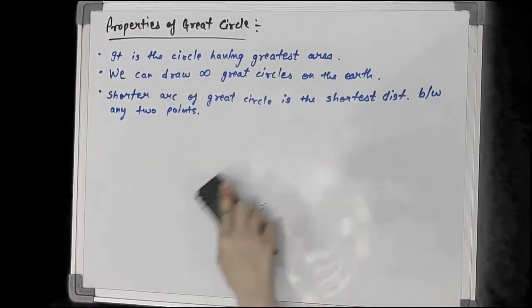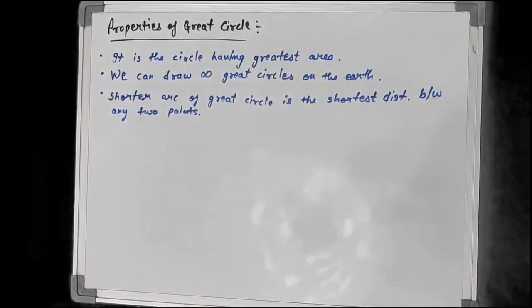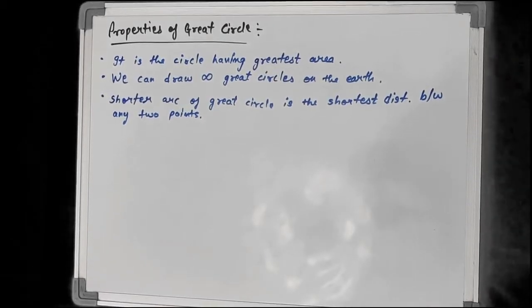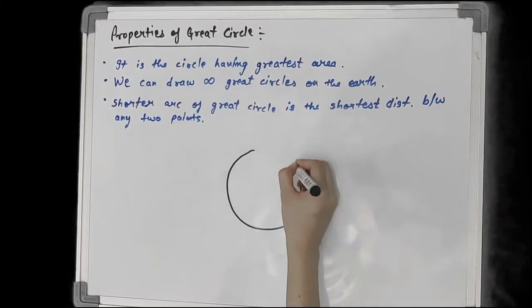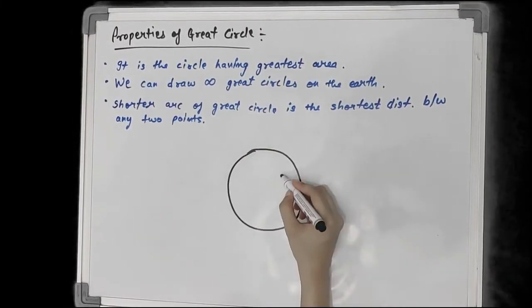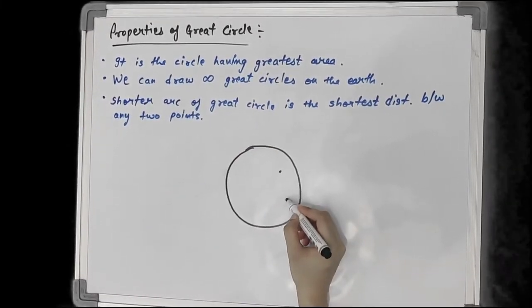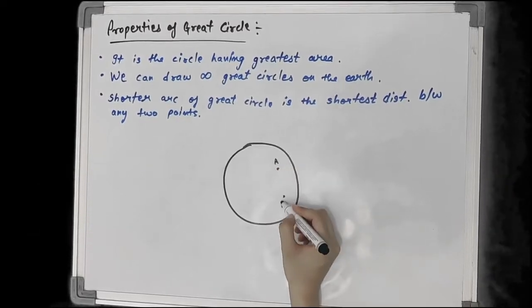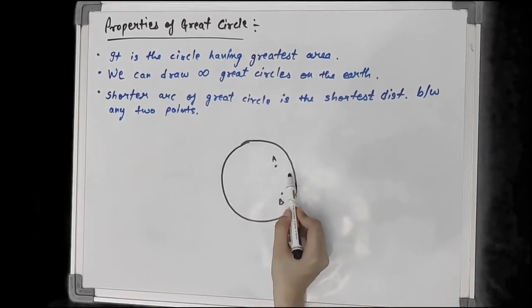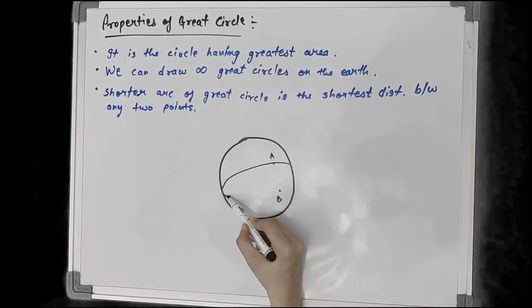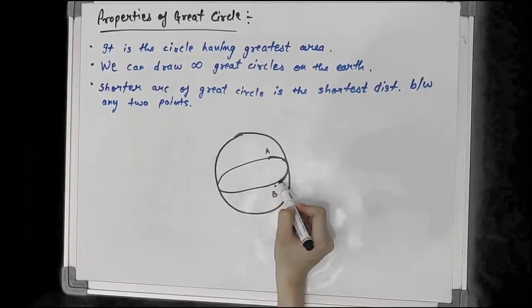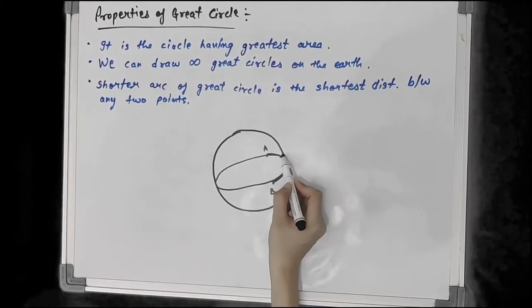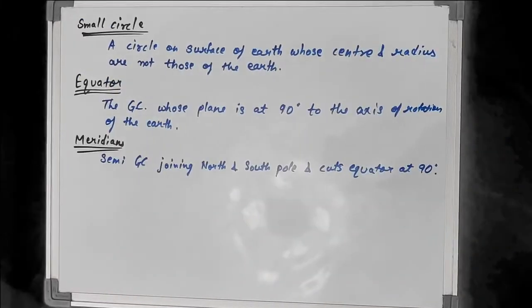Now the third point is the shorter arc of the great circle is the shortest distance between any 2 points. So let us assume that we have to travel from point A to point B. There would be a great circle passing through these 2 points. So this is the shorter arc of the great circle, which you can clearly see is the shorter distance.